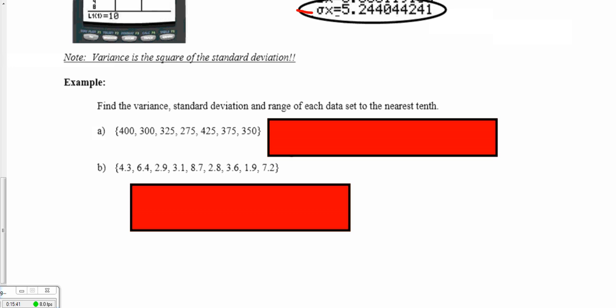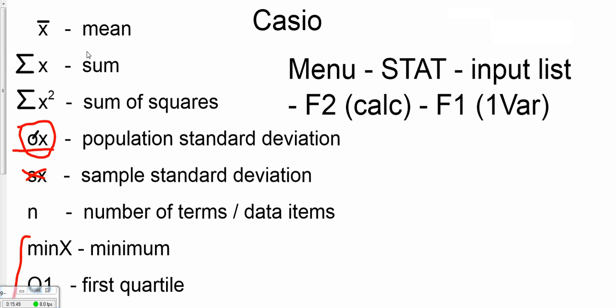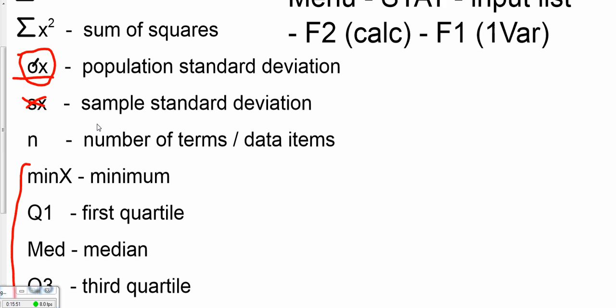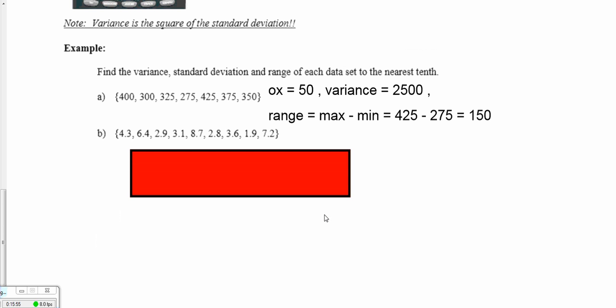Now that you've tried it on your own, we're going to double check and see if all your answers are correct. When you do it on your calculator, notice that you didn't actually have any of these that said the variance, but we did have the standard deviation. We could find the standard deviation of this set to be 50. To find the variance then, we just take 50 and square it. 50 times 50 is 2,500.